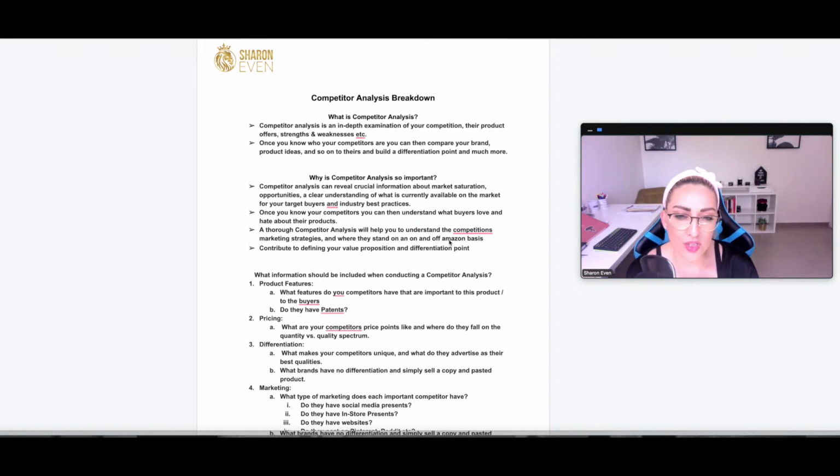So what is competitor analysis? Competitor analysis is an in-depth examination of your competition, their products, their offers, their strengths, their weaknesses, their social media, everything there is to analyze and know about your competition. Once you know who your competitors are, you can then compare your brand, your product ideas, etc., to theirs, and build differentiation points of that, and much more. It can help you to come up with a social media strategy. It can help you to come up with a marketing strategy. It can help you to come up with a pricing strategy, and it's important to know that.